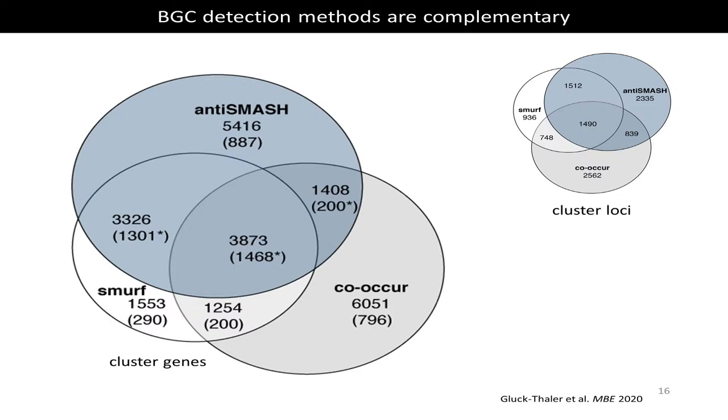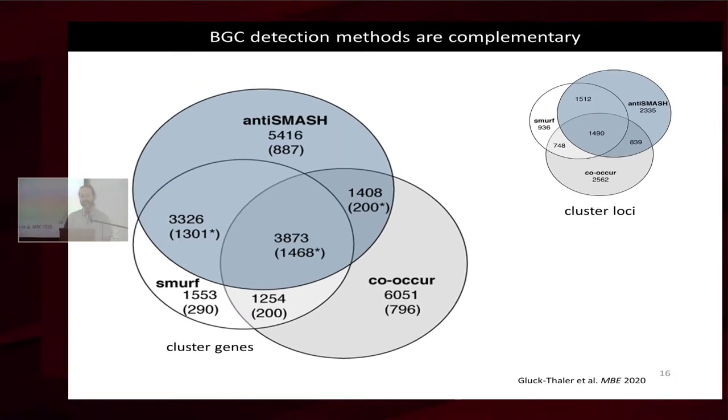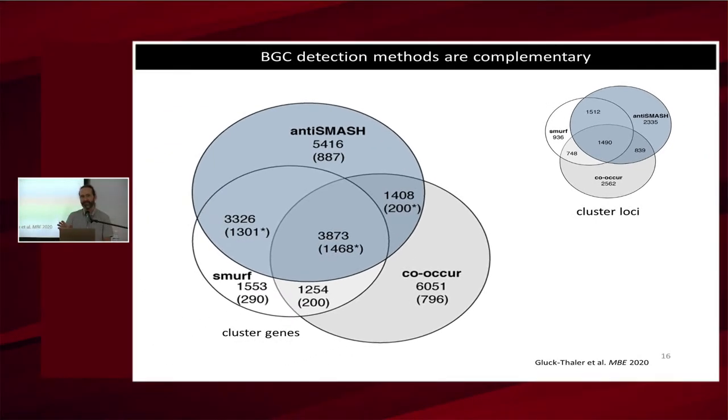So this just goes to show that using evolution as a signature can acquire new information that we weren't getting before. Incidentally, the antiSMASH algorithm works in a way that it is based on our knowledge of pre-existing, predefined gene clusters. So it's looking for certain loci that have an expected gene composition. And our methods don't do that. Our methods are looking for just a coordinated evolution signature. So we find very different things.